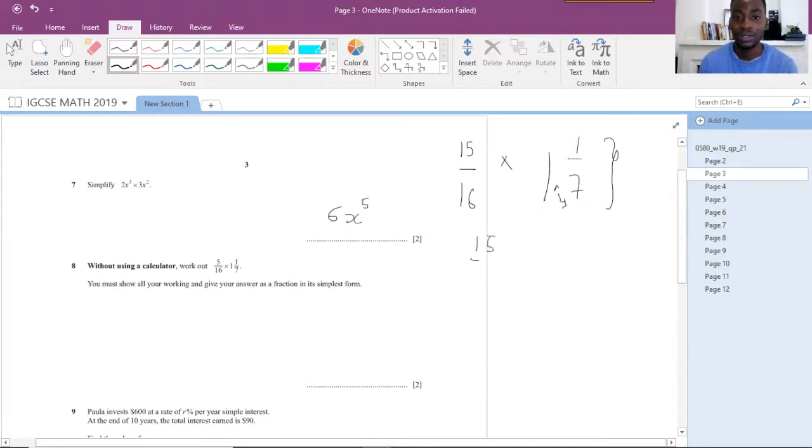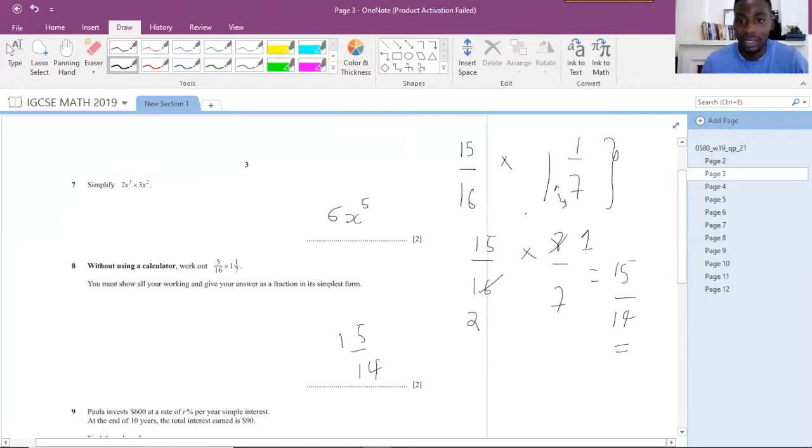So it will be 15 over 16 multiplied by, that would be 7 times 1, 7 plus 1, it will be 8 over 7. We can reduce this fraction by saying 8 into 8 is 1, 8 into 16 is 2, then 15 multiplied by 1 will be 15, then 2 multiplied by 7 will be 14. So we can end it as 15 over 14.